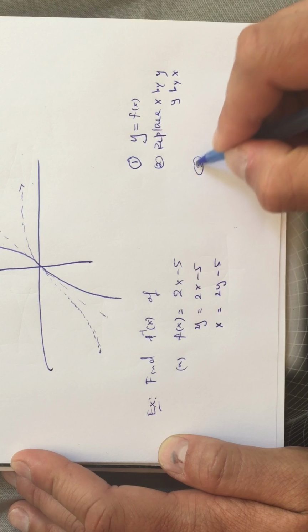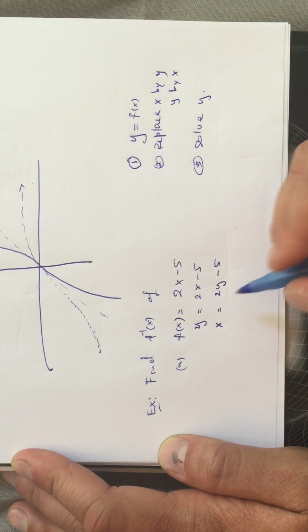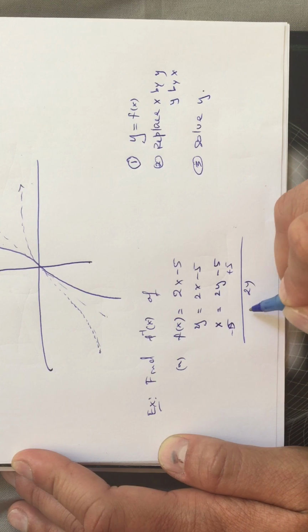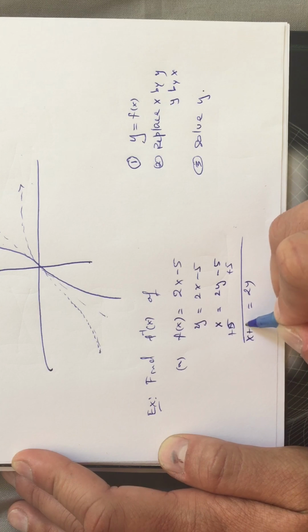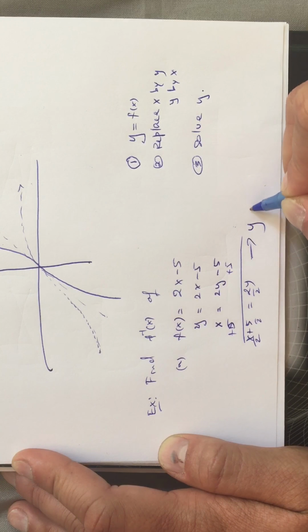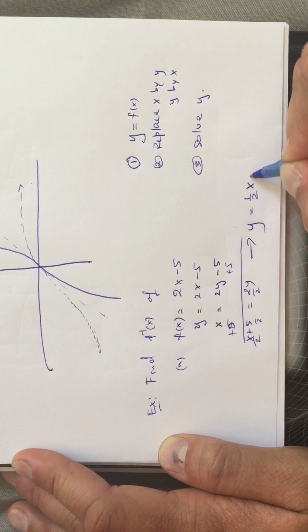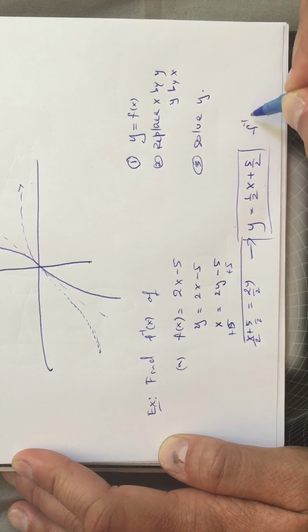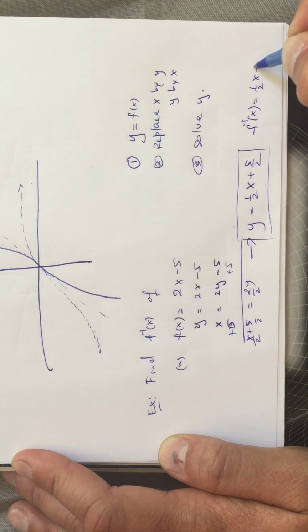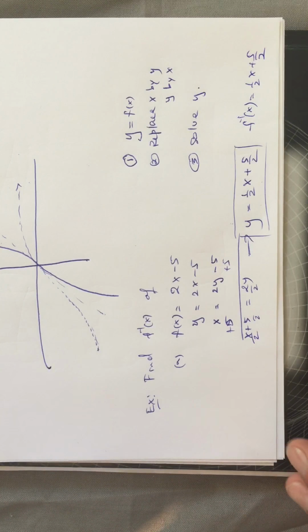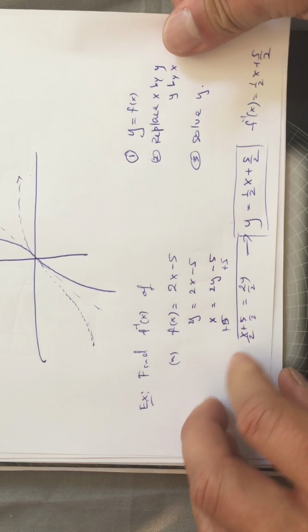Step 3, solve for your new y. Now solve for y. Add 5 to both sides. This gives 2y equals x plus 5. Divide both sides by 2. That means your new y must be 1/2 x plus 5 over 2. So this is your new inverse, which means f inverse of x is 1/2 x plus 5 over 2. That is how you find an inverse function. If there is any way you get plus and minus or something like that, that is not an inverse. There's no way to find an inverse.